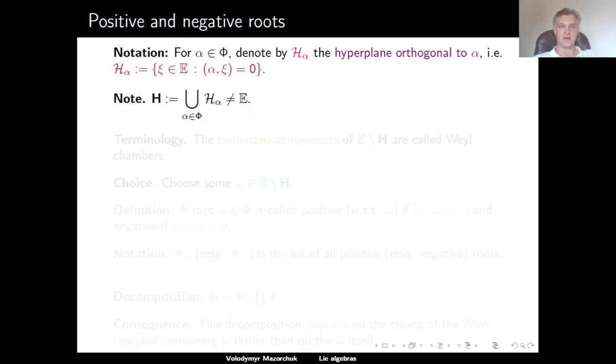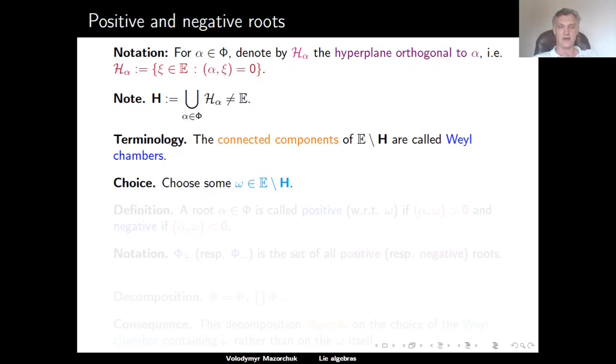So in particular, the complement of H in E is non-empty, so we can fix some element in this complement. Moreover, we can consider the connected components in this complement, and these connected components are called Weyl chambers. So we fix some element omega in the complement of H in E. For this fixed omega, a root alpha in phi is called positive if the scalar product of alpha and omega is greater than 0. And this root is called negative if the scalar product is less than 0. Note that the scalar product is non-zero because omega is not orthogonal to any root by assumption.